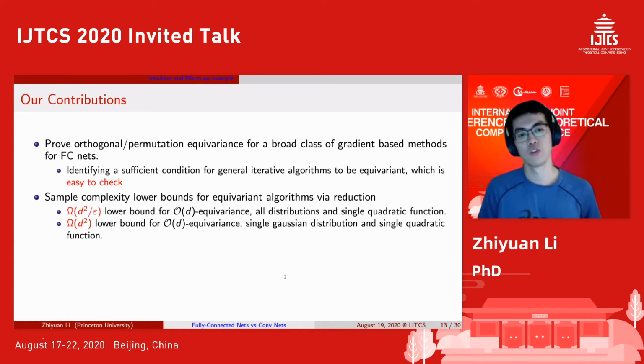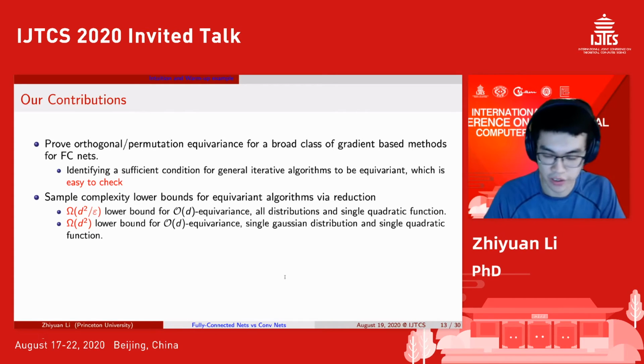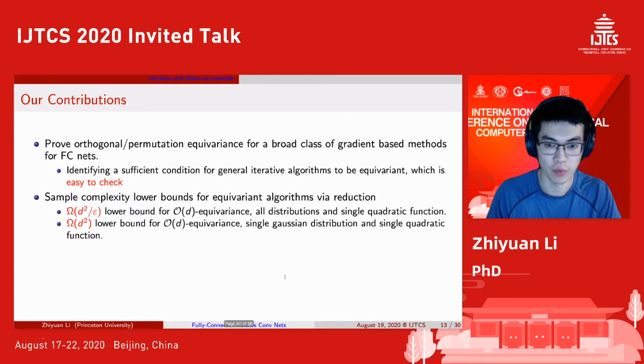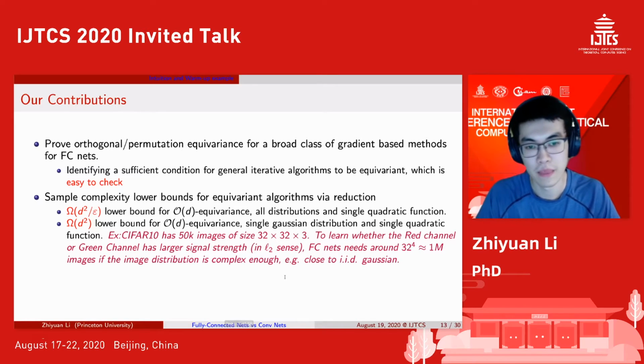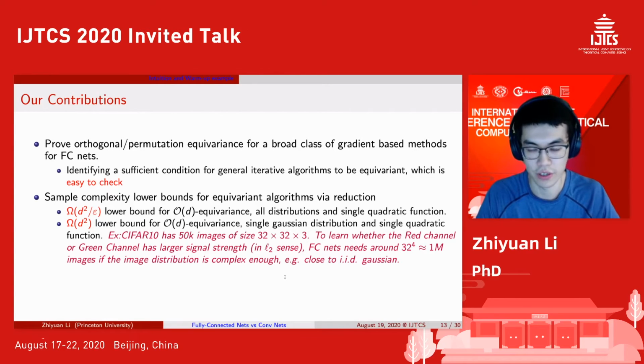To make it more concrete, to give you some sense of how large this d^2 could be in practice, I will give you an example. CIFAR10 is one of the most popular image databases in computer vision. It has 50,000 images of size 32 by 32 by 3, where 32 is the height and width, and 3 is the number of channels.